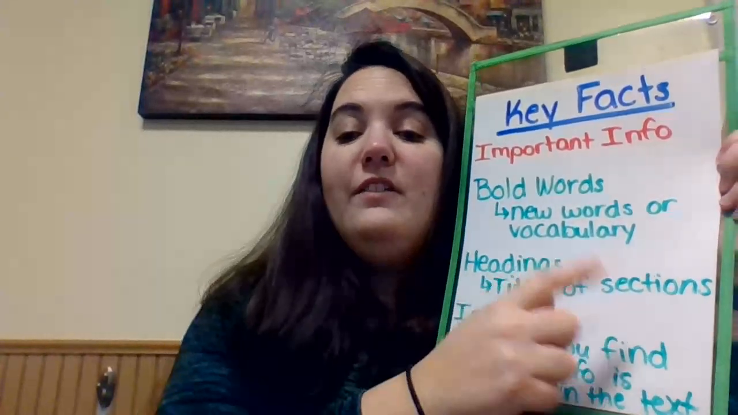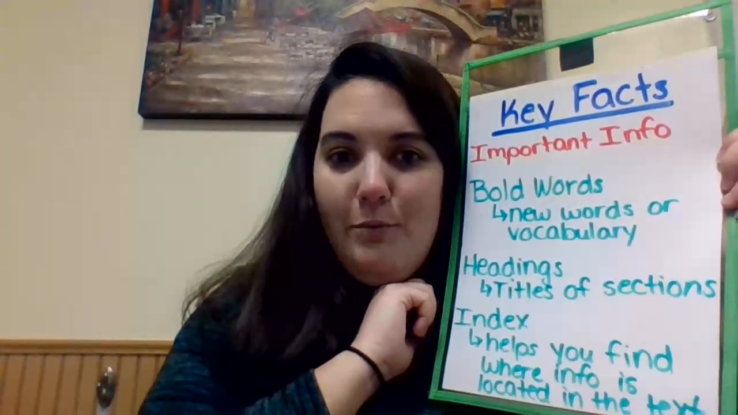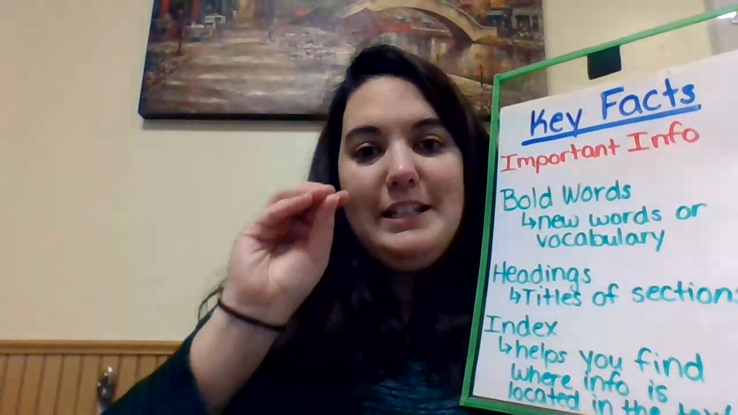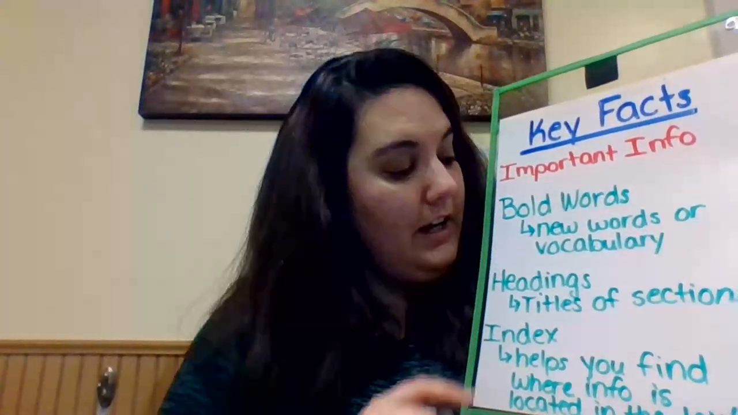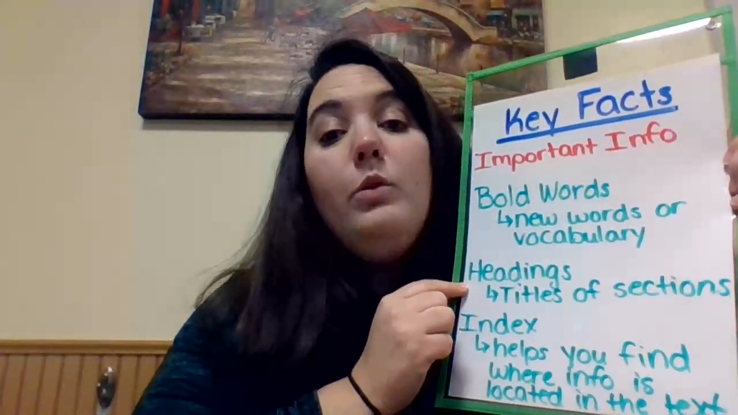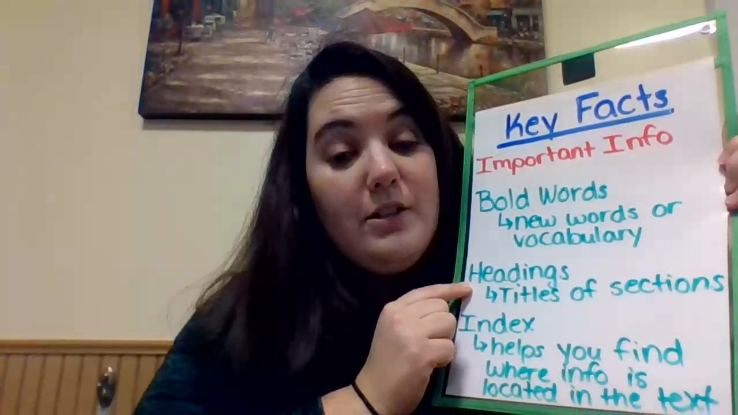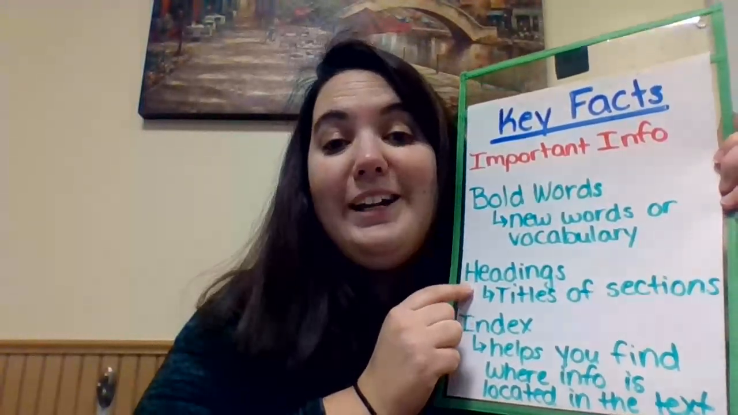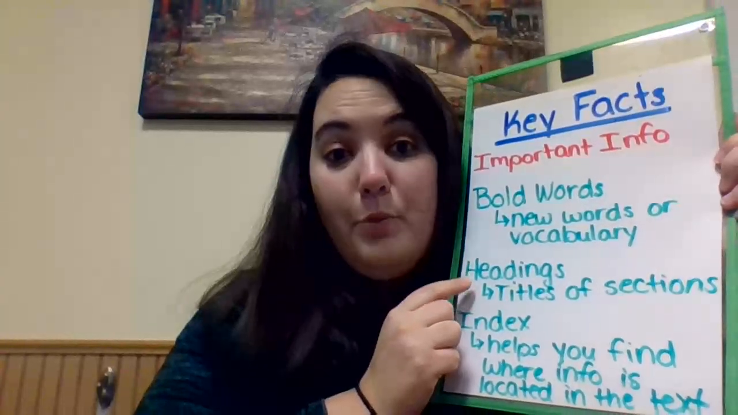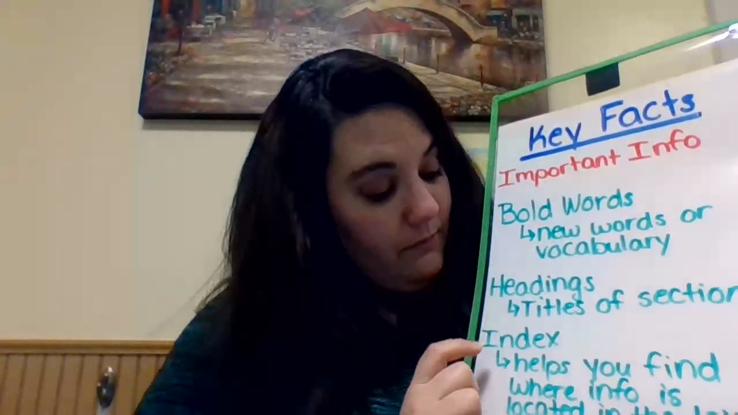We also want to look for headings. Headings are titles of the sections. So in an informational text, we often see different sections, and each section has a title. Those headings will give us a little bit of a clue as to what we're going to learn about. Headings also help us to think about most important information.